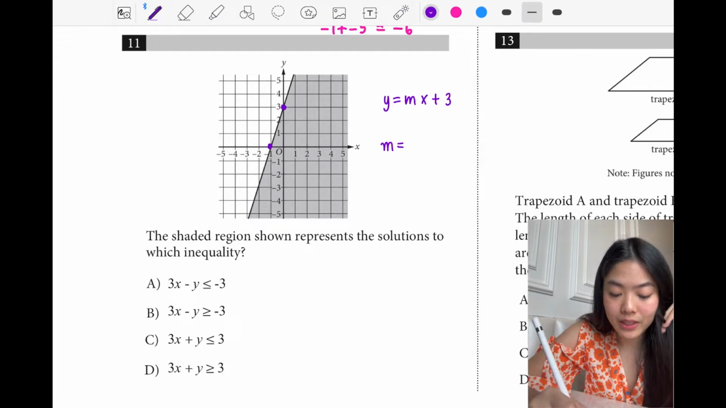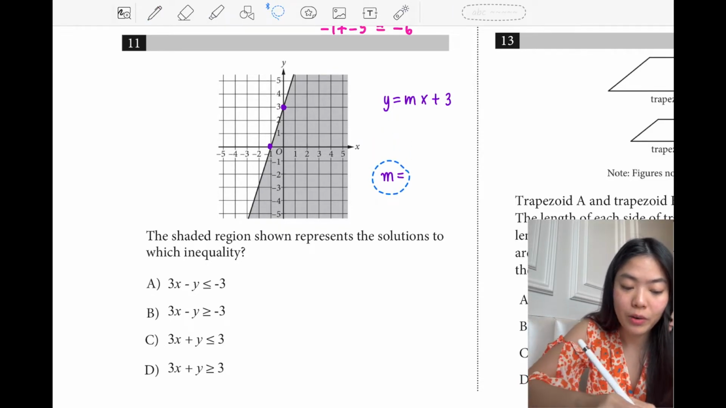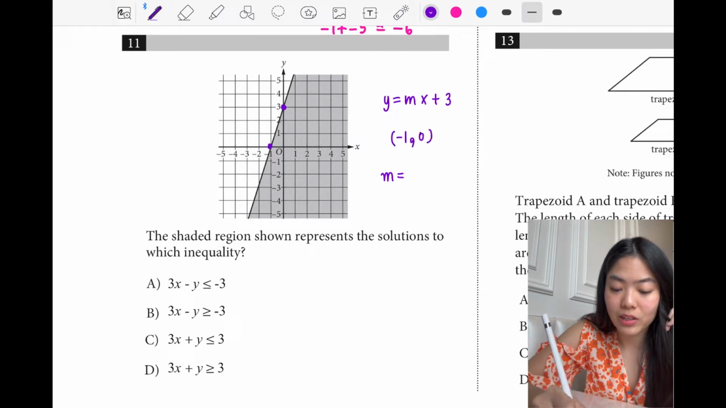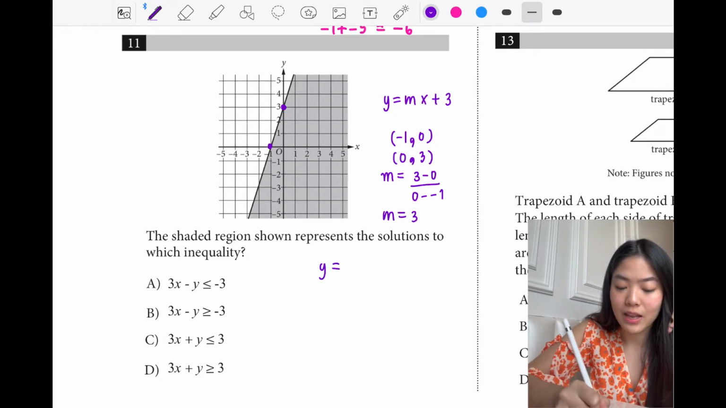So for m, we're going to choose 2 points. From here, I would choose (-1, 0) and (0, 3). Then I would do 3 subtract 0, and 0 minus -1. Then my m is going to be 3. Then the equation would be 3x plus 3.